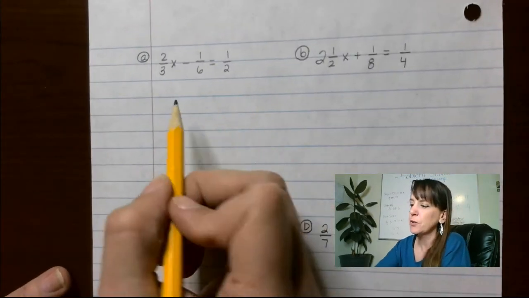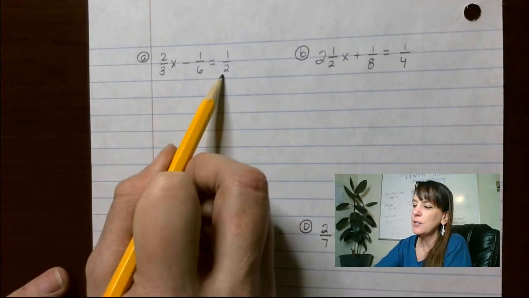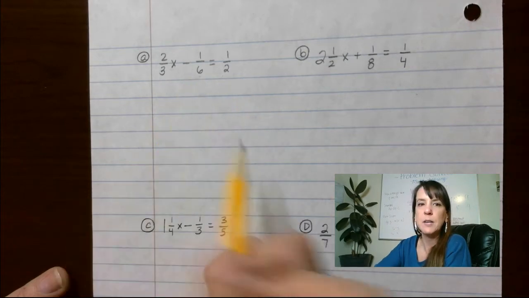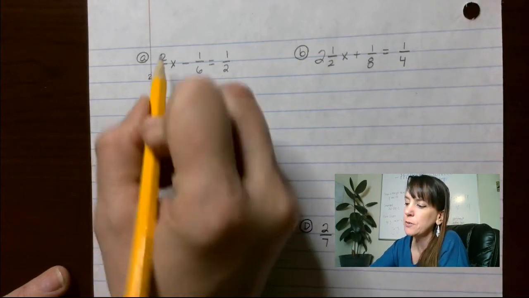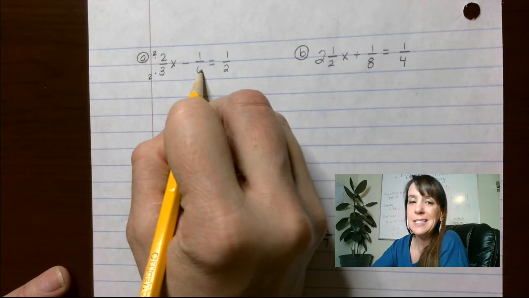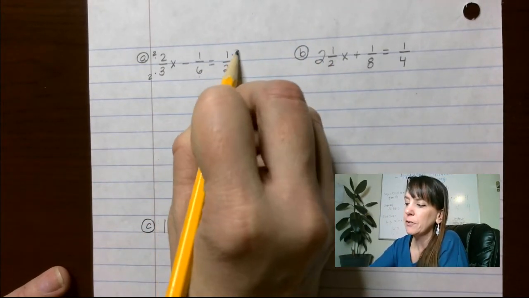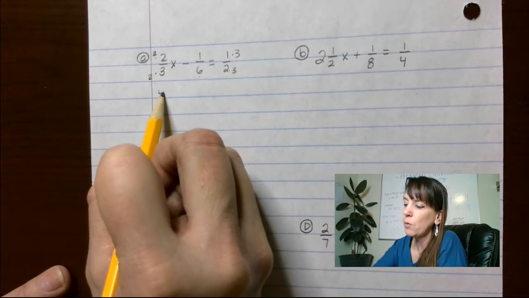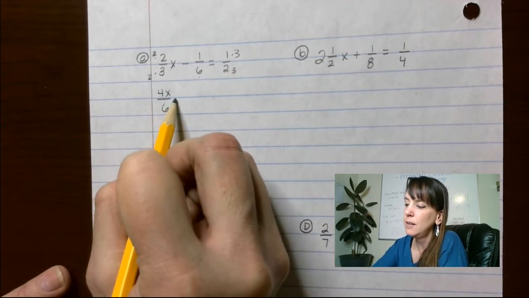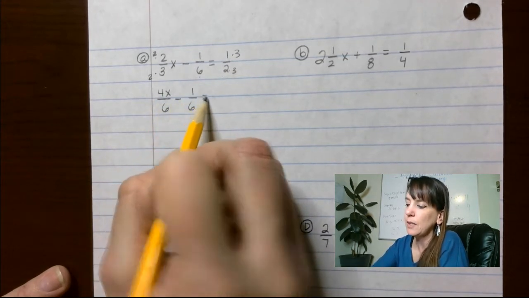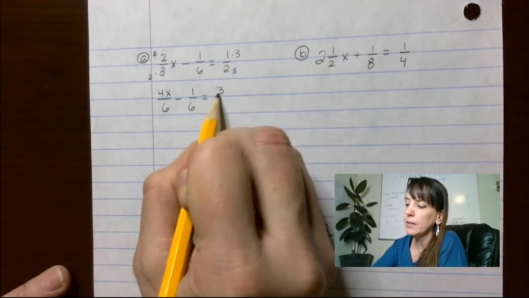All right, so let's do this first one. 3, 6, and 2. I think our common denominator is going to be 6. I multiply this by 2, 6, I don't have to do anything. This I'm going to multiply by 3 and by 3. So I end up with 4x over 6 minus 1 over 6 equals 3 over 6.